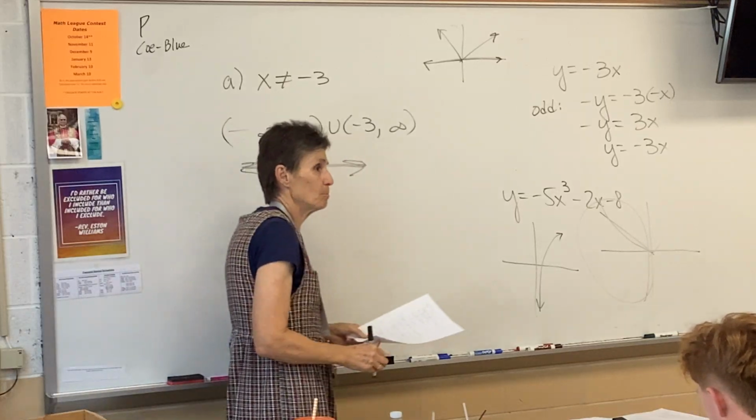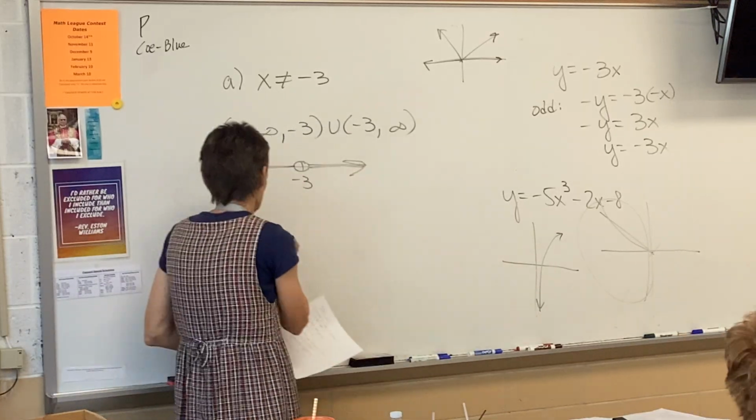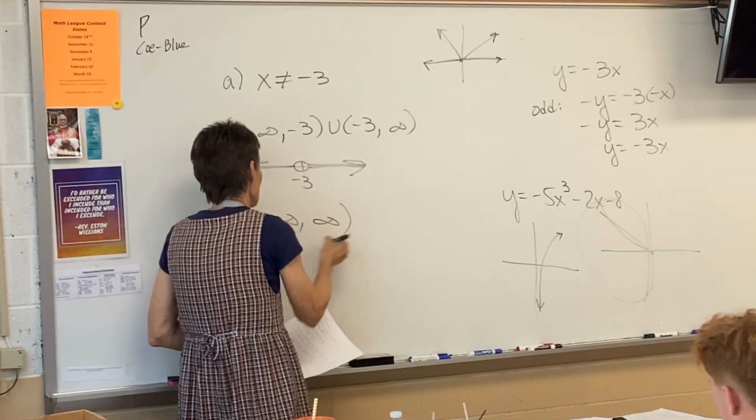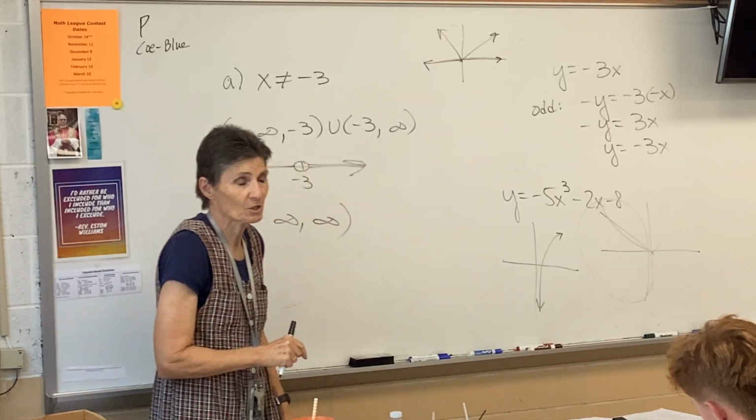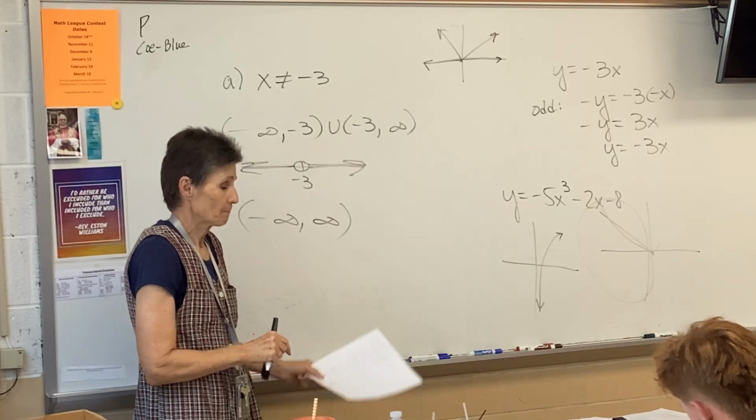How about x cubed plus 4x? All reals. Why is that all reals? Because there's no denominator and no radical. Michael's been paying attention. Good job.